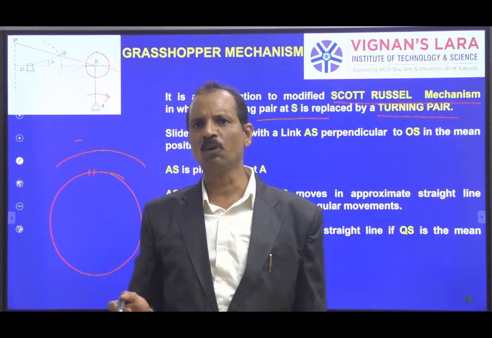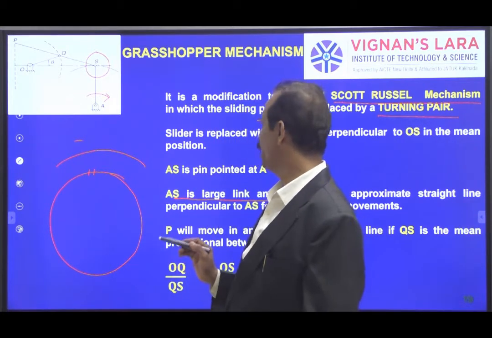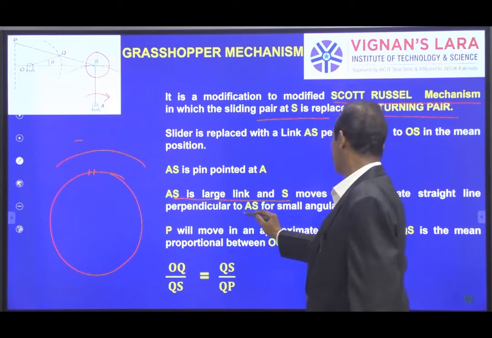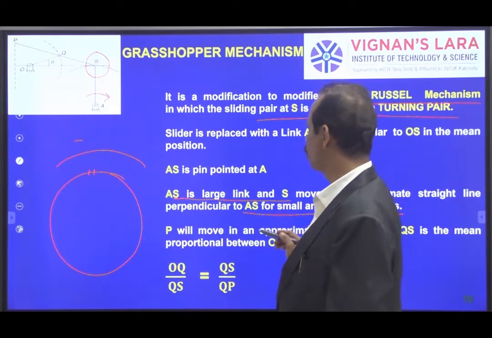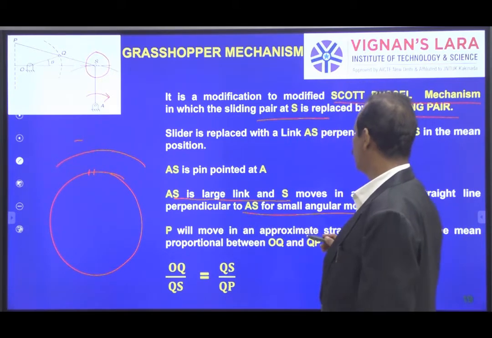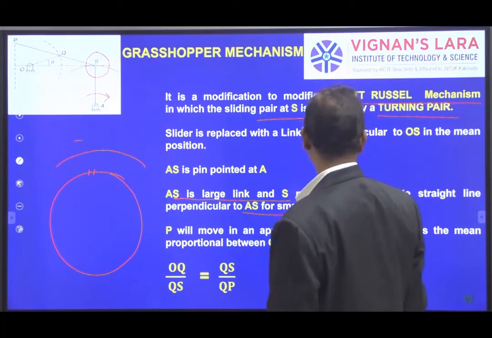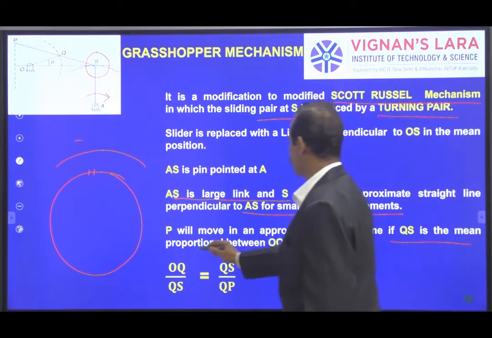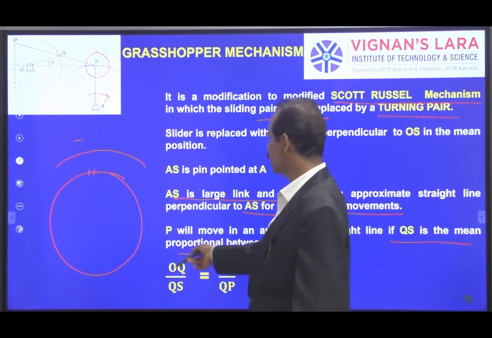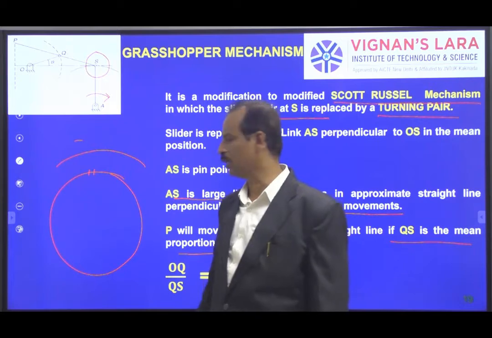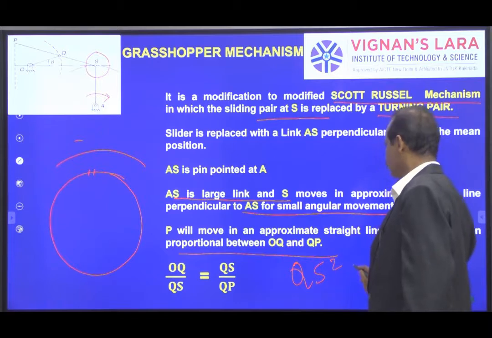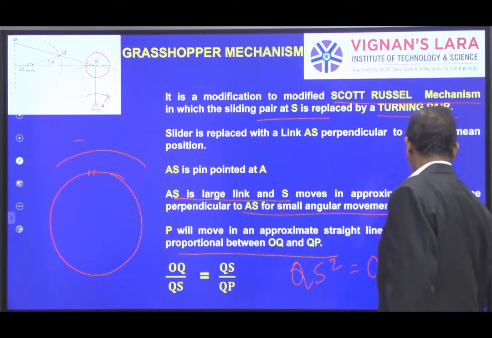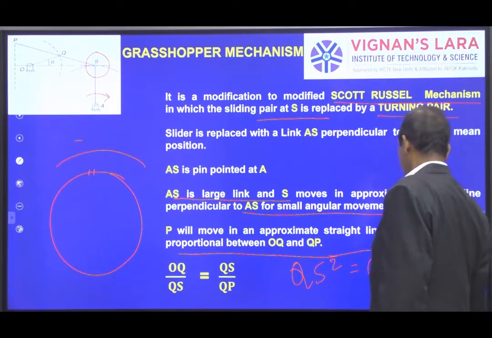For a small angular movement of AS, that can be treated as a straight line path. That is what we have stated here: for small angular movements, the path can be assumed to be horizontal. Then P will move in an approximate straight line. So if QS is the mean proportion of OQ and QP, as in the previous modified Scott-Russell mechanism I have written, that is QS square is equal to OQ into QP. This is what we have just discussed.